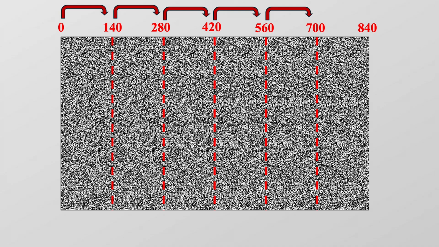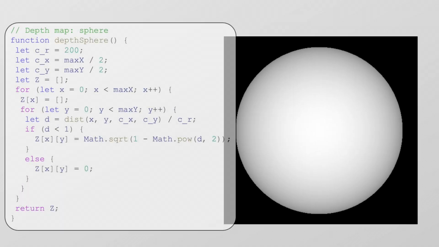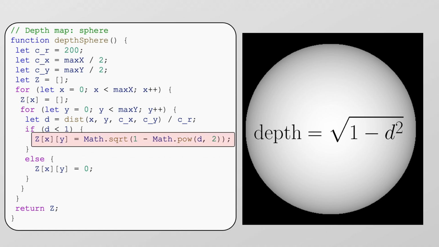But this is just a flat plane. What about creating an interesting 3D image? In that case, different parts of the image will have different depths, like in this sphere. Here's my code to create the sphere depth map. Basically, you loop through each pixel, taking the distance of that pixel from the center of the image. By the Pythagorean theorem, that distance squared plus the depth squared should be equal to 1, leading to this code to compute the depth of the sphere at any pixel position.